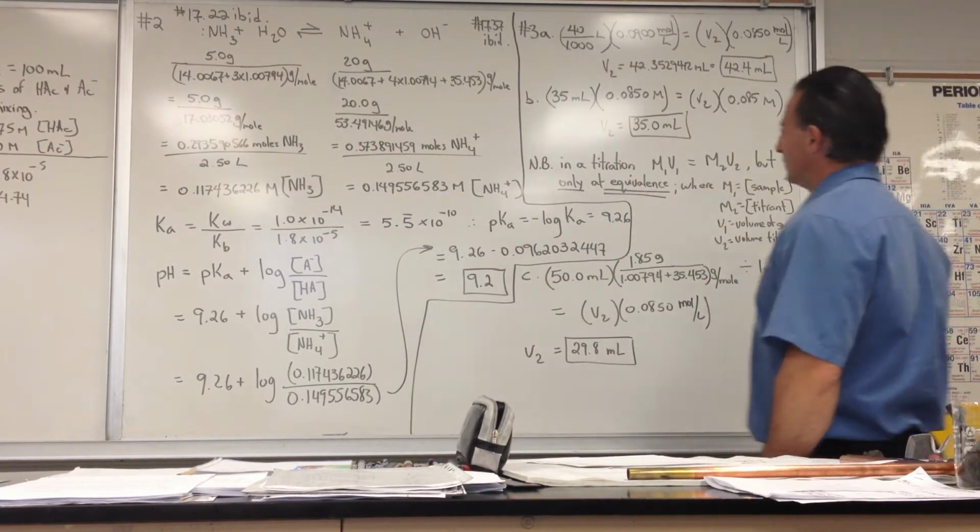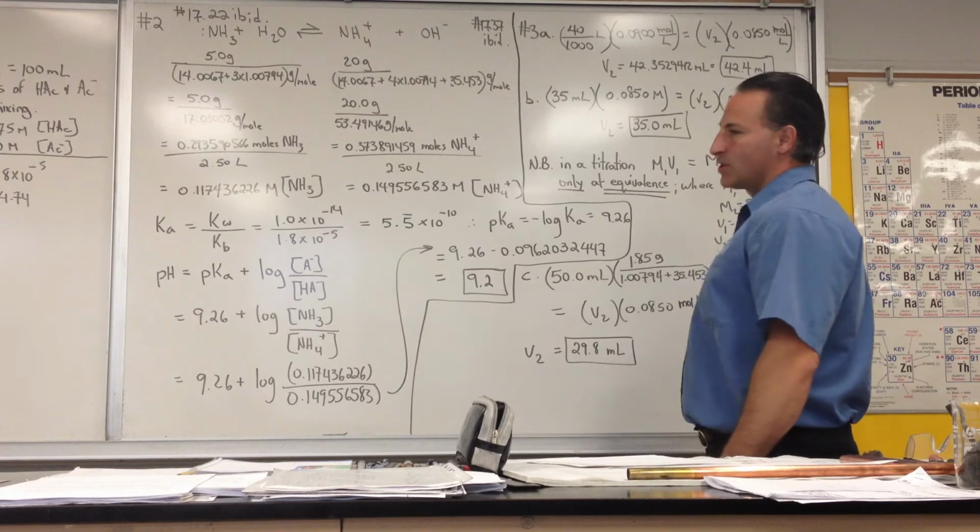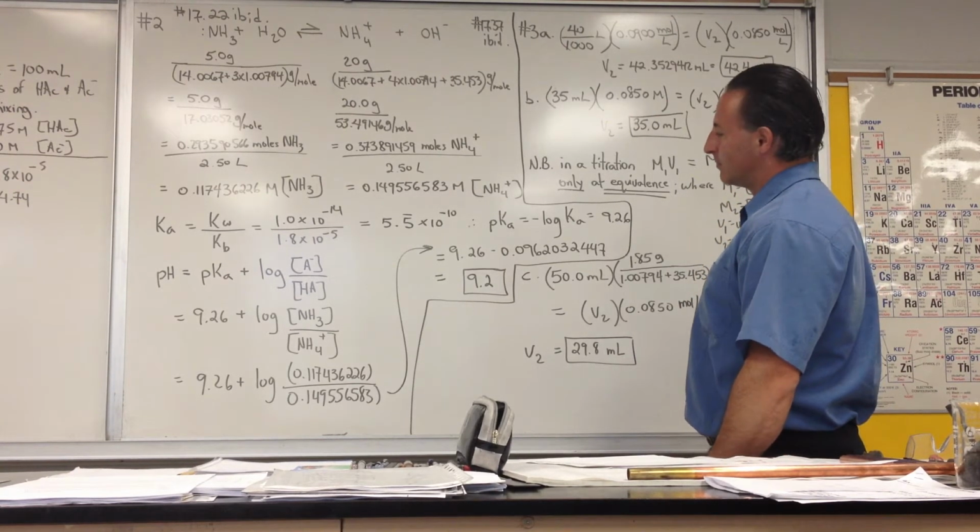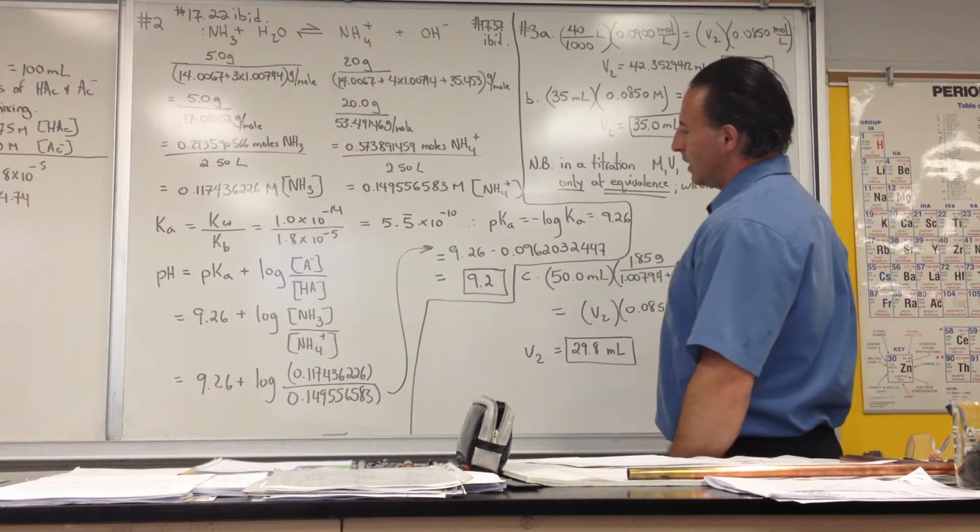Any questions on that one? Can you explain 1.0 times 10 to the minus 14 again? And why did you divide by Kb?